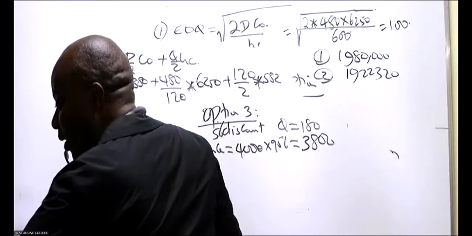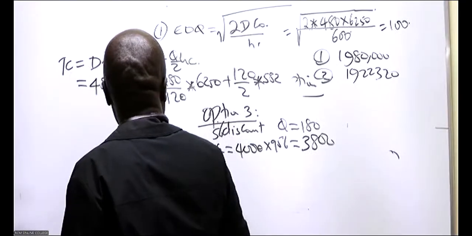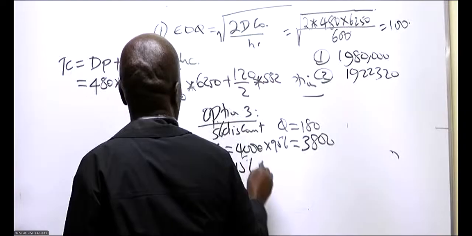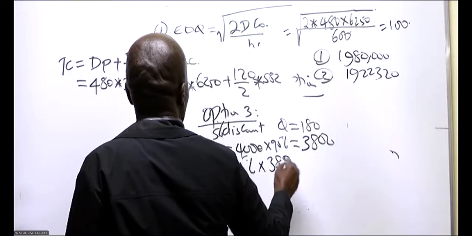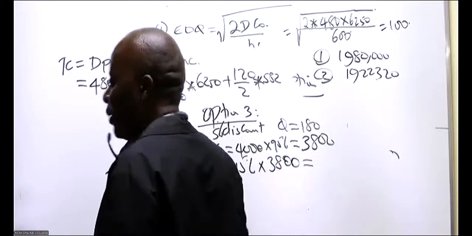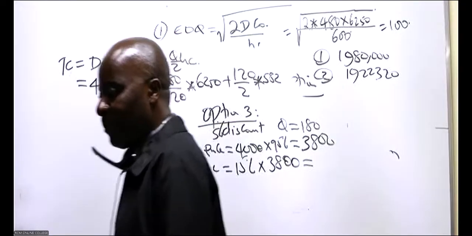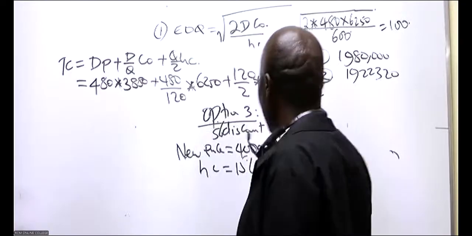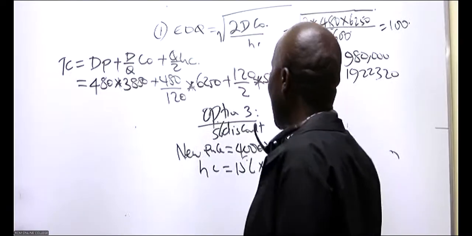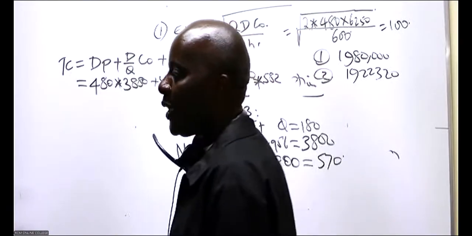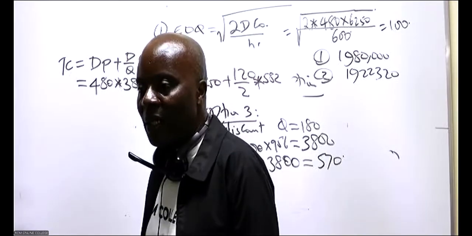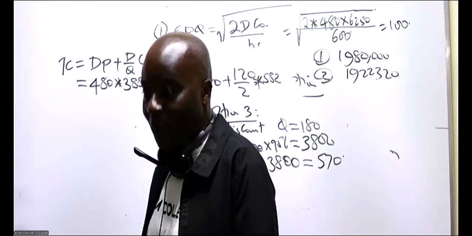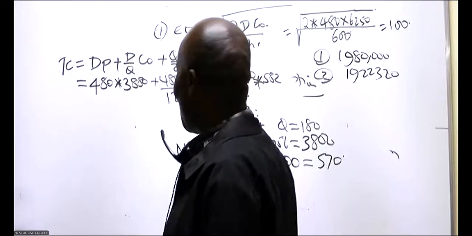Somebody already has a holding cost of 570. So the holding cost is 15% of the purchase price, isn't it? 570. And then now, ladies and gentlemen, after that, what else do we need? The formula for total cost.